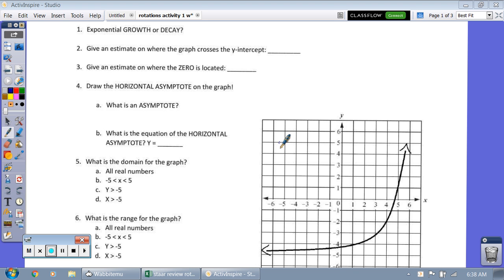Question 1, is the graph exponential growth or decay? So if you read it from left to right, you will see that it's growing, so we're going to say it's exponential growth.